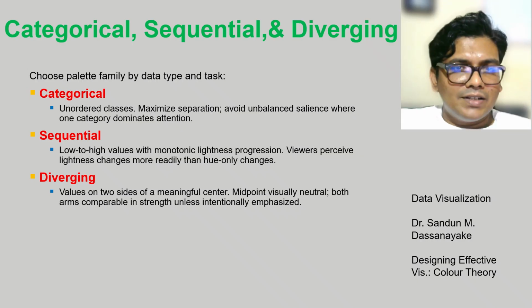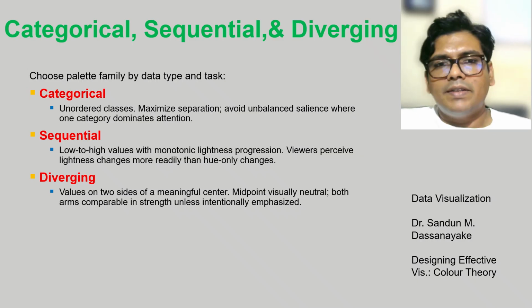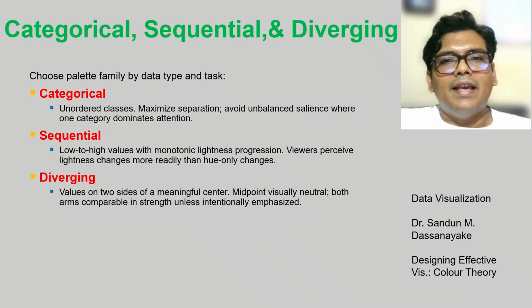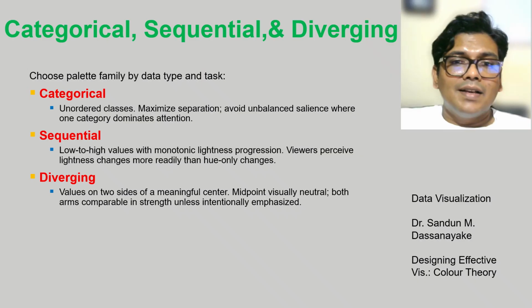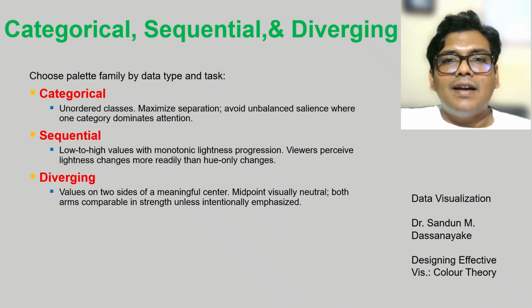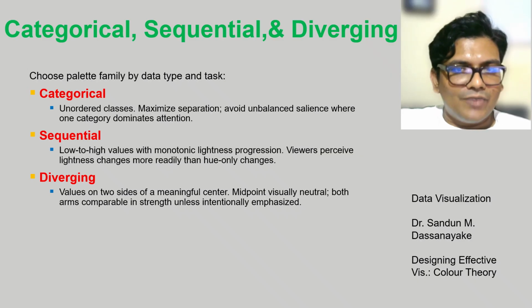In the case of diverging, for data that has a meaningful middle point with values pulling in two directions on either side, like above and below average or gain and loss, the midpoint should look visually neutral. Neither arm of the palette should feel more intense than the other, unless you are deliberately trying to draw attention to one side.